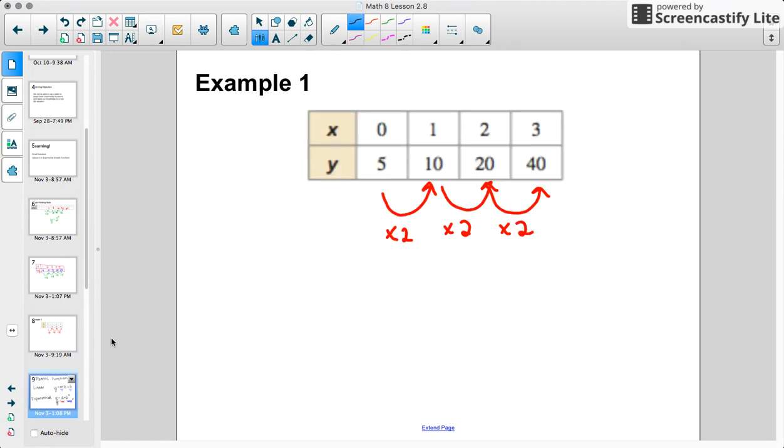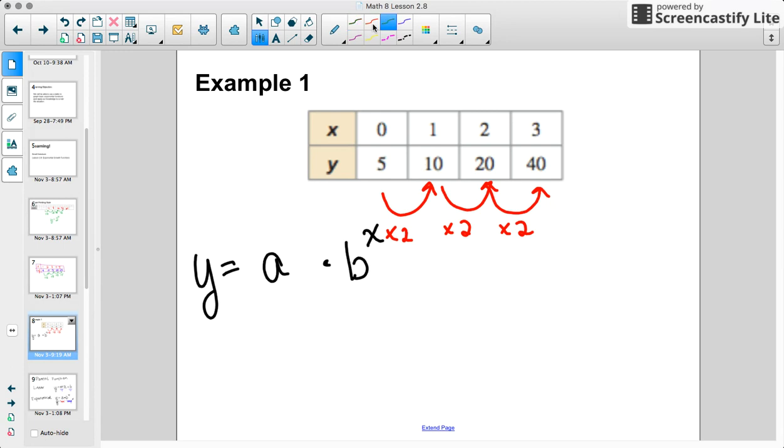And let's look back at this example 1. So if I think about the parent function of an exponential, right? I know it's exponential because it's times 2 times 2 times 2. If I think about the parent function, the change is the times 2 times 2 times 2 part. So the change is always the b value, and in this case, the change is 2.